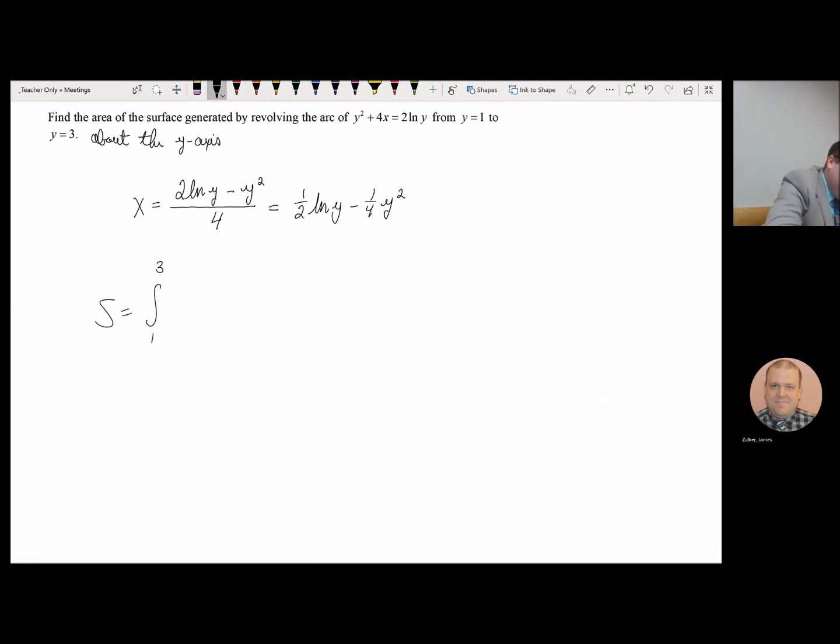So we're integrating. Oops, I forgot the 2 pi. I always do that. 2 pi times the integral from 1 to 3 of x, this way, just so I don't have to write parentheses, times the square root of 1 plus dx/dy squared.